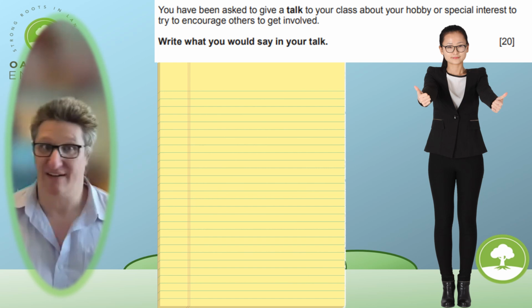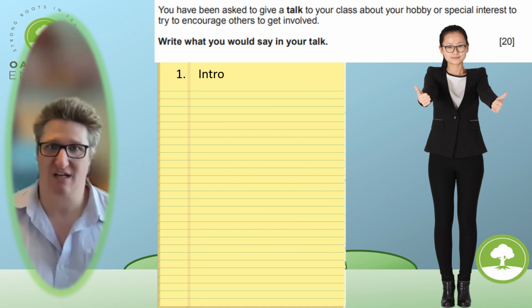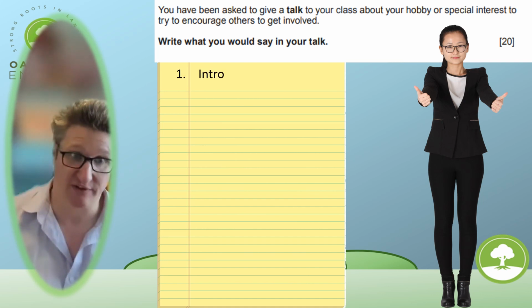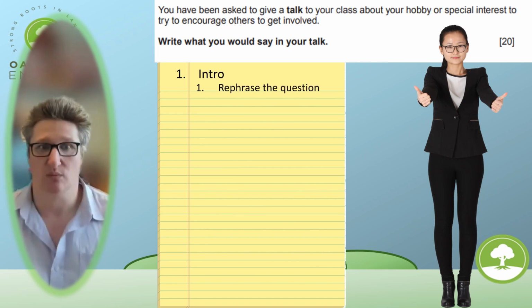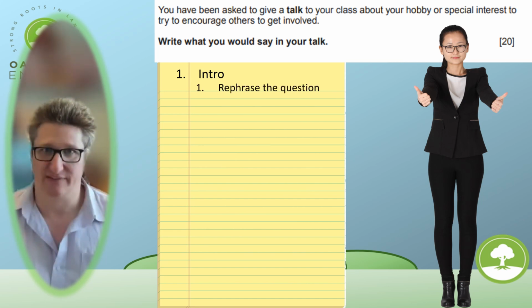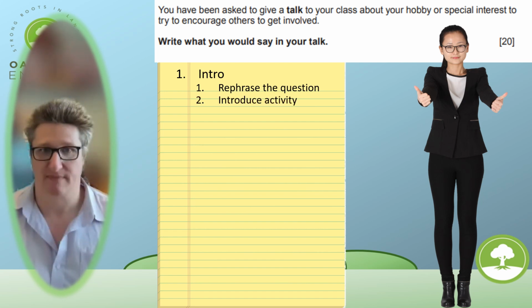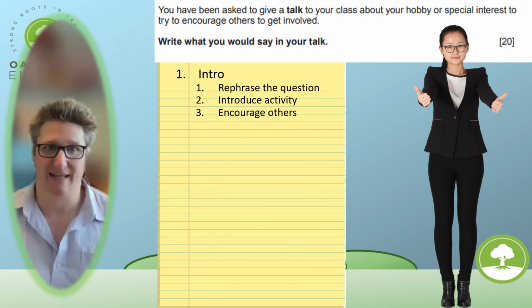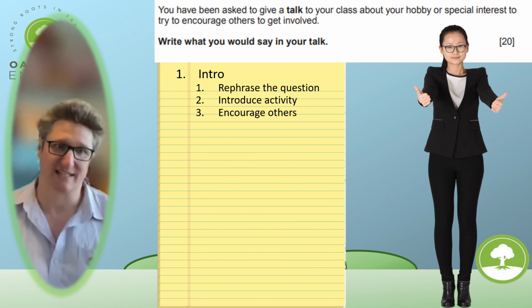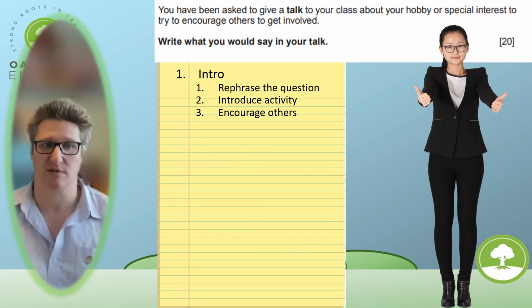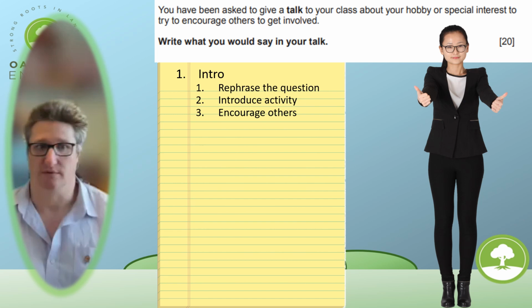Now you can break this down into paragraphs and then further into individual sentences like this. You always start with an introduction, where you tell them what you're going to tell them, and end with a conclusion. So in your introduction, you would rephrase the question and introduce the activity that you're going to talk about and encourage others to get involved with it. When I say introduce the activity, you say, I'm going to talk about chicken wrestling.